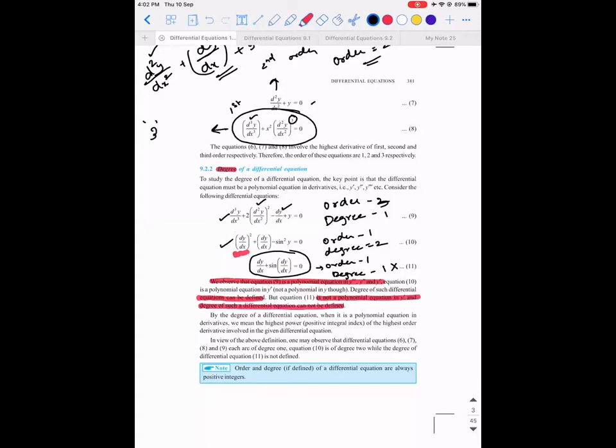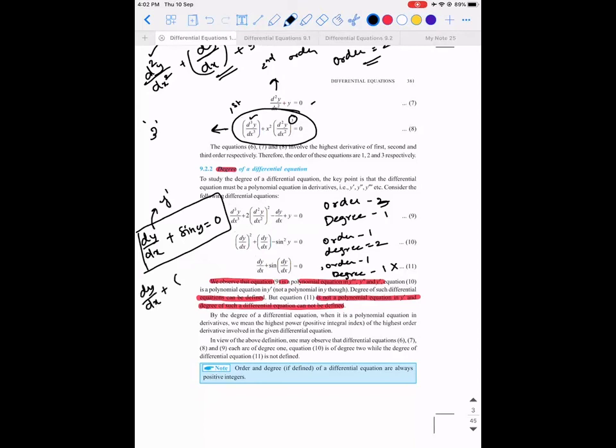Why it is not a polynomial in y dash is because, observe the difference I'm going to show. dy by dx plus sin y is equal to 0. This is a polynomial equation in terms of y dash. Whereas if you have dy by dx plus any of the functions, it can be sin x, cos x, tan x, a trigonometric function, an exponential function, or a logarithmic function. Any function should have only the dependent or the independent variable inside it.